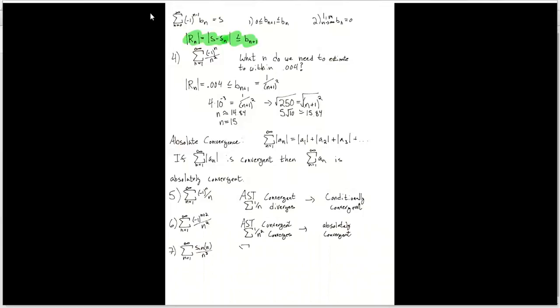the sum of the absolute value of sine of n over n cubed, right? Well, the n cubed is always going to be positive, because n is always positive. So I can write this as the sum from 1 to infinity of the absolute value of sine of n over n cubed. So what do we know about this sum?